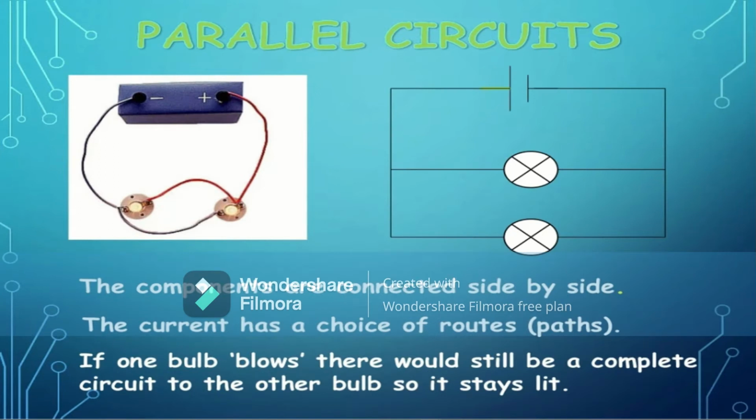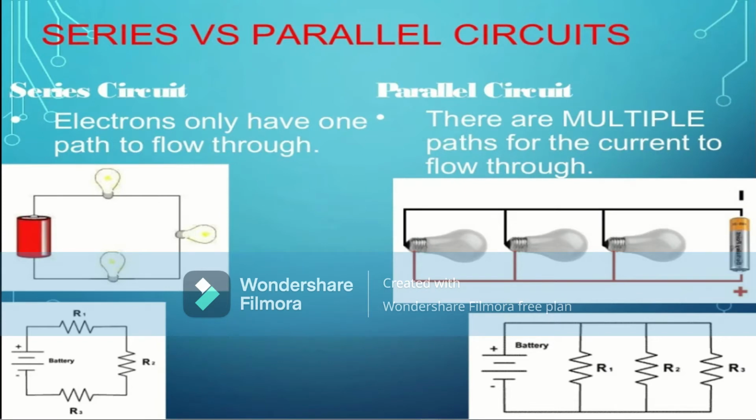In parallel circuits, the components are connected side by side. The current has a choice of routes or paths. If one bulb blows, there would still be a complete circuit to the other bulb, so it stays lit. In a series circuit, electrons only have one path to flow through, but in a parallel circuit, there are multiple paths for the current to flow through.